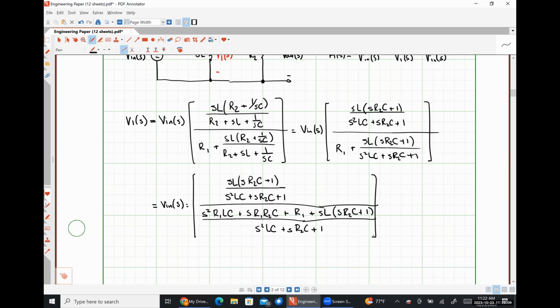So just to be clear here, this whole first term, let me put parentheses around it, should literally just be this R1 multiplied by this denominator. So I had S squared LC, now I have S squared R1 LC. I had SR2 times C, now I have SR1 R2 times C. I had 1, now I have R1. So that's just this denominator multiplied by R1 so that I get a common denominator. Since the denominator of my numerator and the denominator of my denominator are the same thing, they cancel each other out.